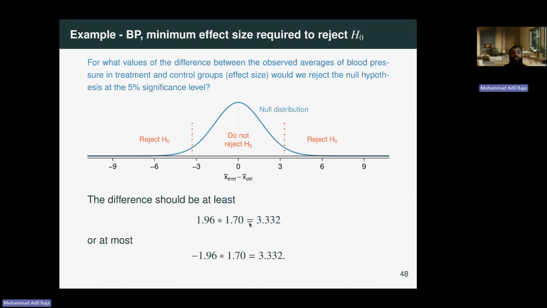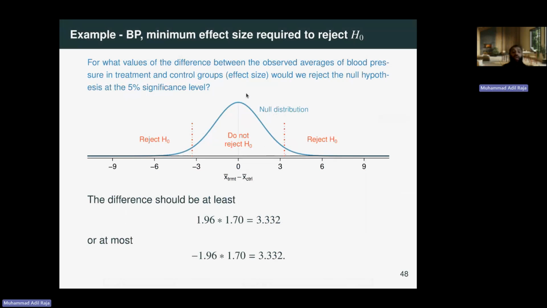So it's saying that there is a problem with the signs over here. The difference should be at least 3.332 or at most minus 3.332. There is a problem with the sign over here, which means that either it should be less than minus 3.332 or it should be greater than 3.332.